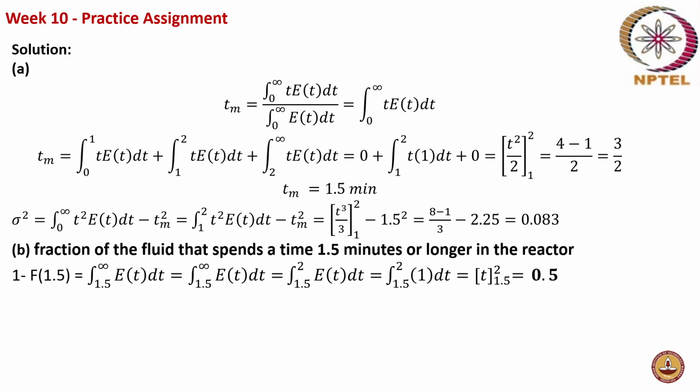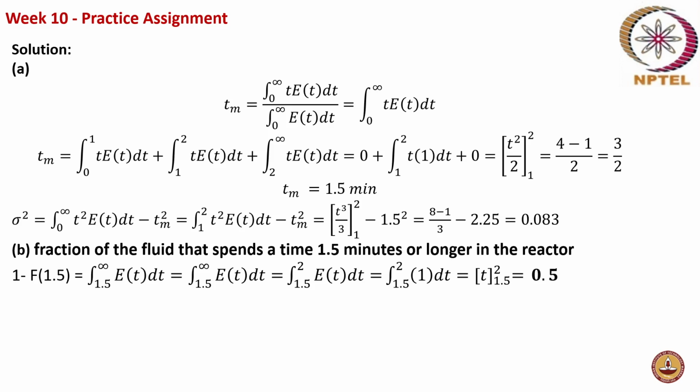Right? And E of t value is 1. That means the integral of dt is t. So t within the limits of 1.5 to 2, that is 2 minus 1.5. So you will find out that the fraction of fluid that spends a time of 1.5 minutes or longer is 0.5. So 50% of the fluid fraction spends a time over 1.5 minutes.